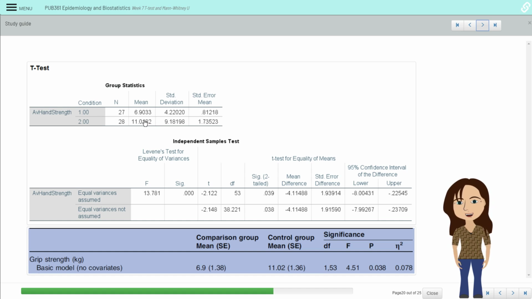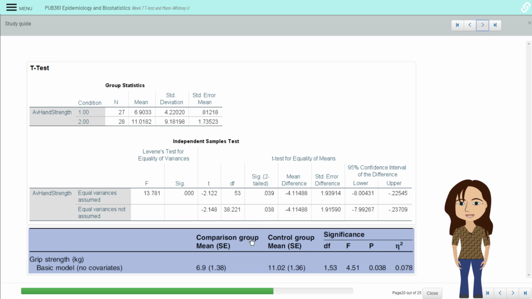Now, if we just look at these numbers, we might say, gosh, the difference from 6.9 to 11 is really big. How come that p-value is not smaller? And that'll likely be down to the sample size. We can't have really confident results if we've only got a small sample. So this p-value does show that we have some evidence of a difference, but it's not super strong evidence.